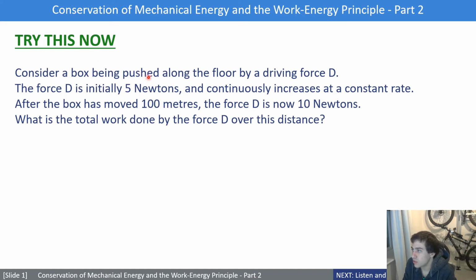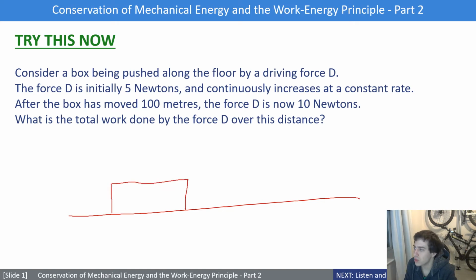A box is being pushed along the floor by this driving force D. So you can just imagine the standard sort of thing, horizontal floor, no friction in this case, and there's some force D, but it's not a constant force, so it's changing. In fact, it's increasing. It's initially 5 newtons, and then it increases steadily at a constant rate, and we don't necessarily know what that rate is, but it is a constant rate such that after the box has moved 100 meters, D is now 10 newtons, right?